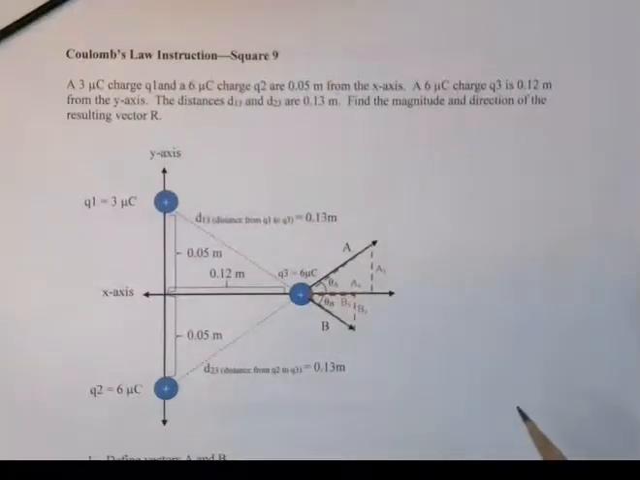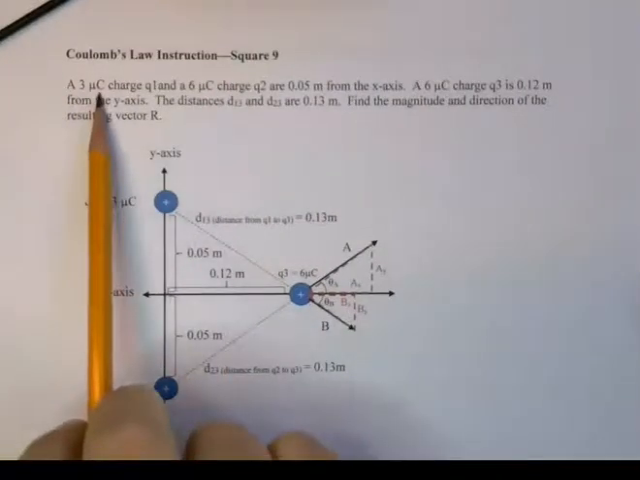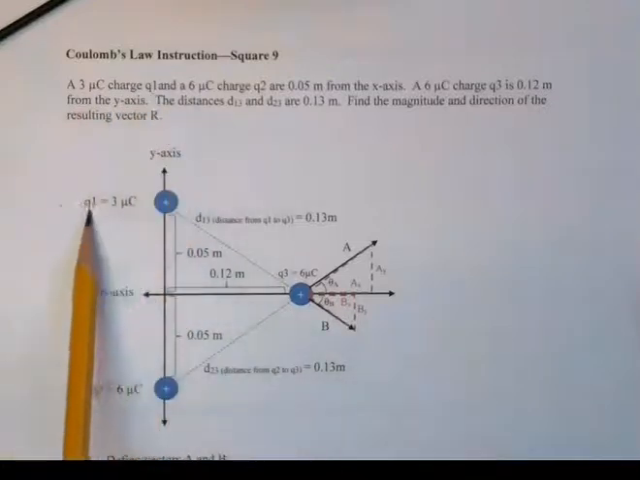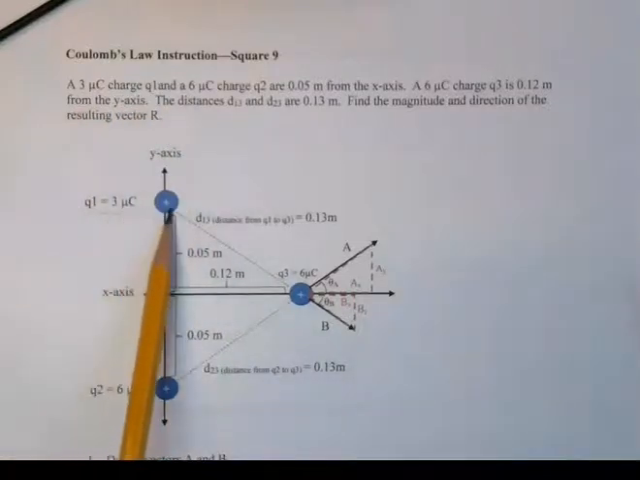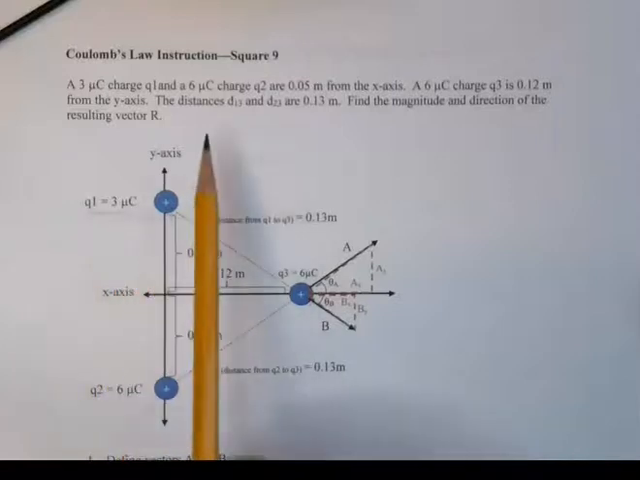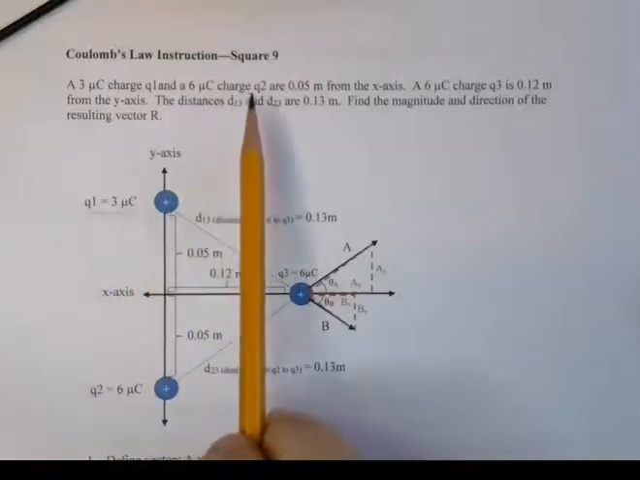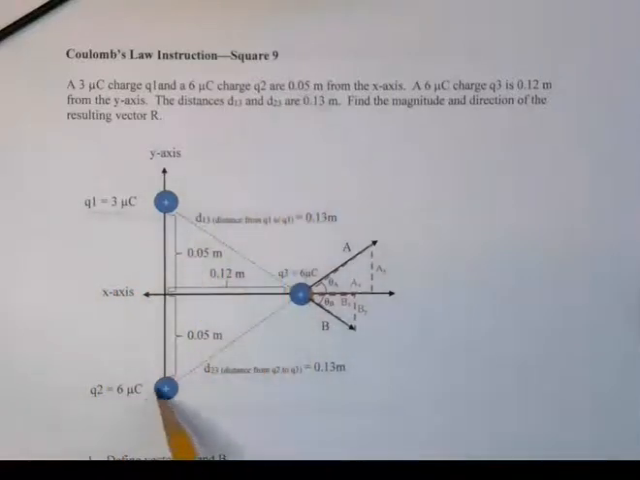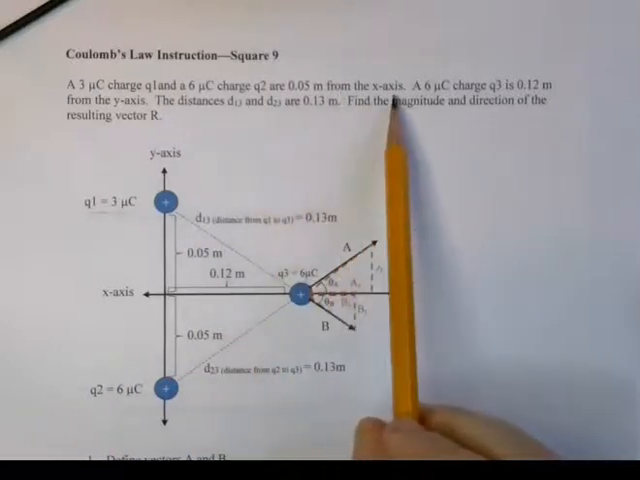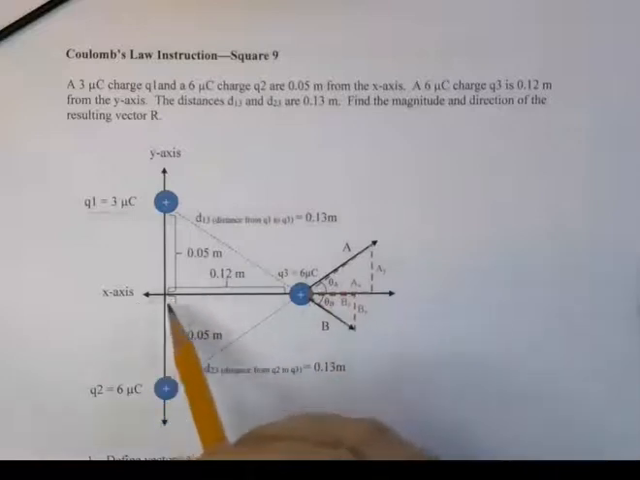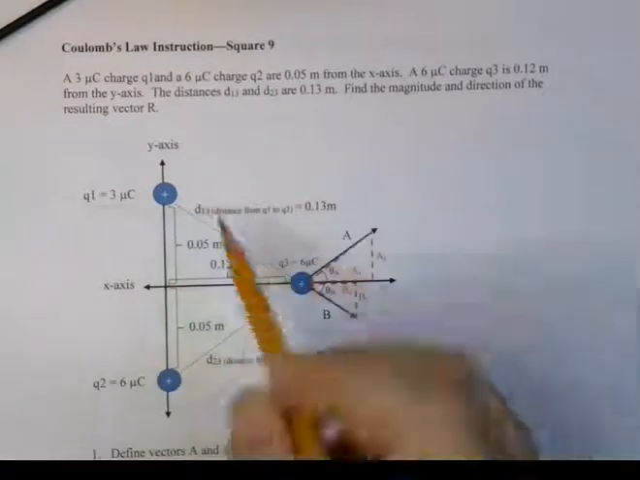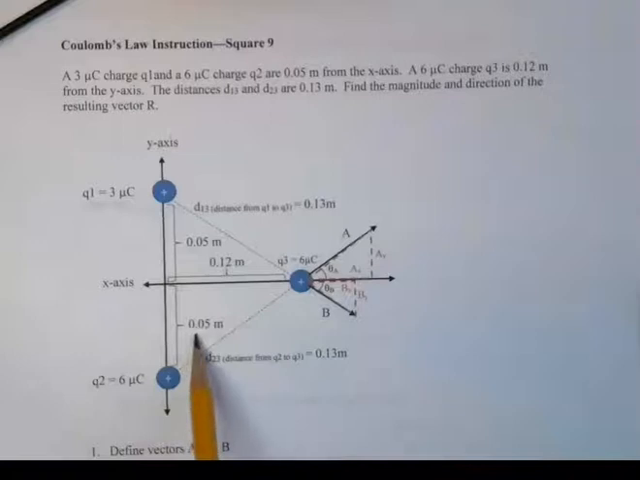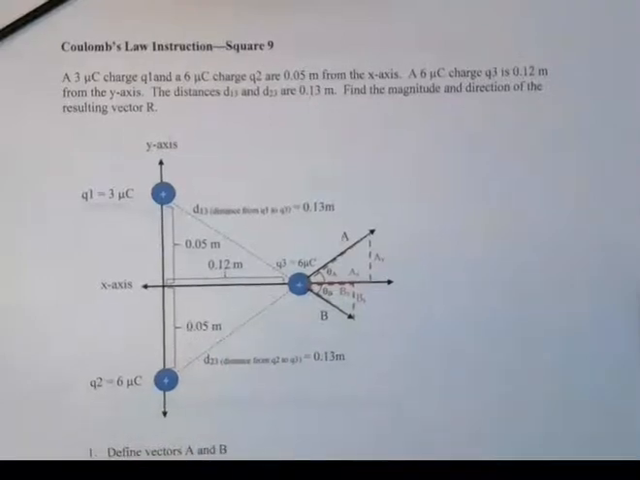This problem has a lot to handle. It says a 3 microcoulomb charge Q1. So here that is right there. There's the first charge right there. That's Q1, 3 microcoulombs. And a 6 microcoulomb charge Q2. There it is right there. And it says they are 0.05 meters from the x-axis. So if this is the x-axis right here, each one is 0.05 and 0.05 right there. So that's laid out for you.